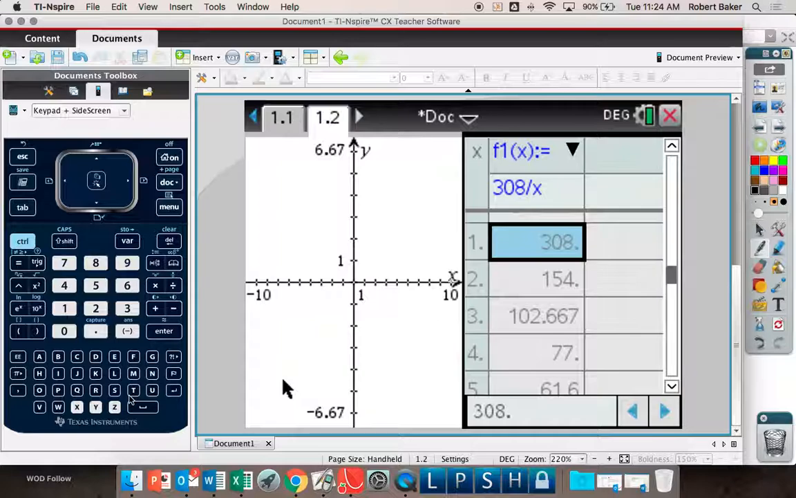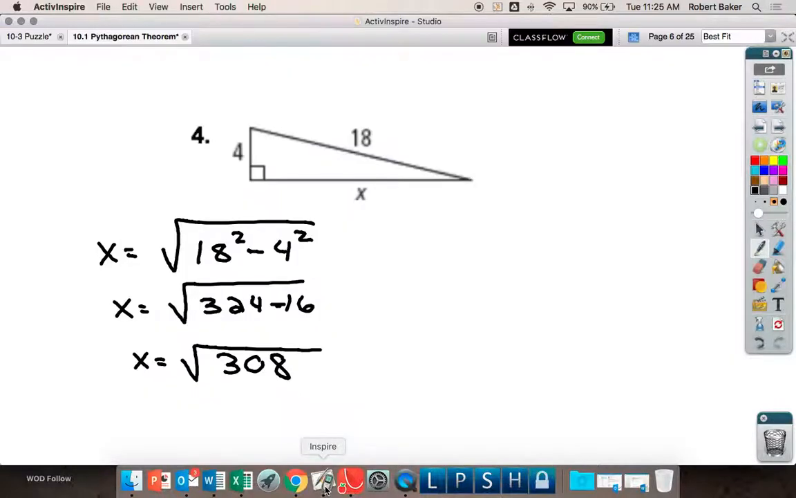So I type 308 divided by x in my calculator. I go to find a table, 11 keystrokes later. Now I'm looking for the first perfect square to pop up. I got 4 and 77. That is a perfect square. 4 is a perfect square, 77 is not. So here's where we're at right now. This is the same thing as 4 times 77. Can you take the square root of 4? Yes. Can you take the square root of 77? No.